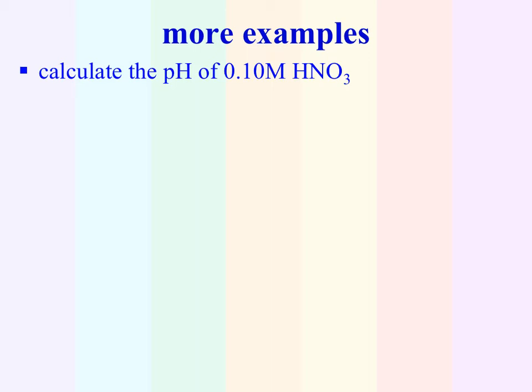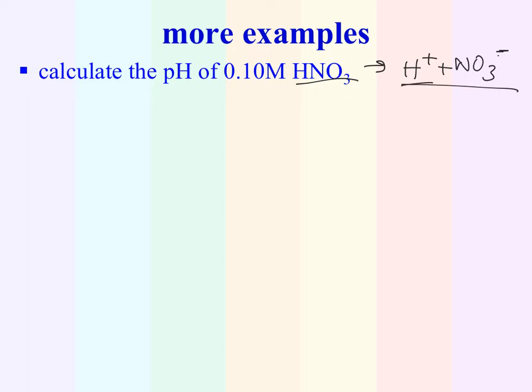Nitric acid is one of the strong acids. So what's going to happen with nitric acid in solution is it's going to ionize into H+ and NO3−. Remember, we need to consider what's going to happen with this species in solution. So HNO3 is a strong acid. It's going to ionize completely into these two ions.